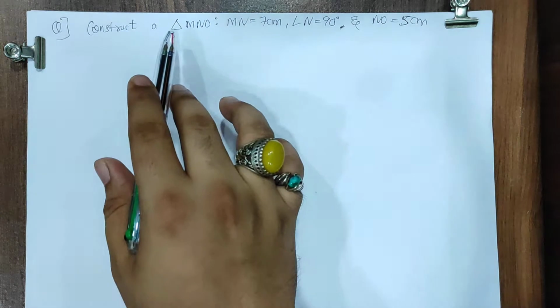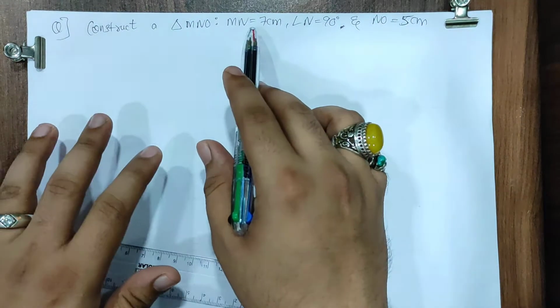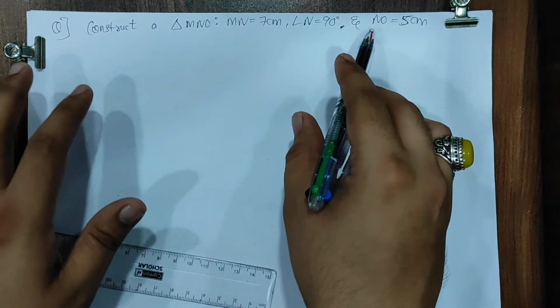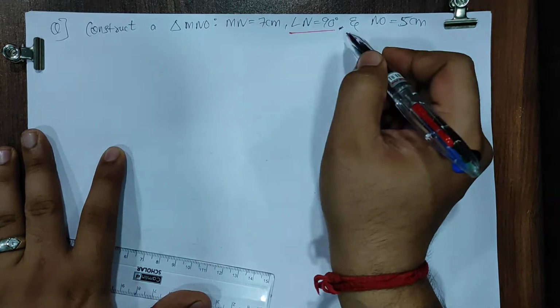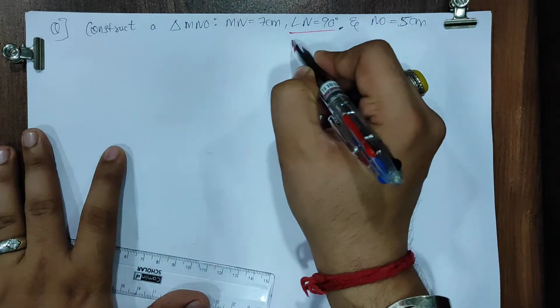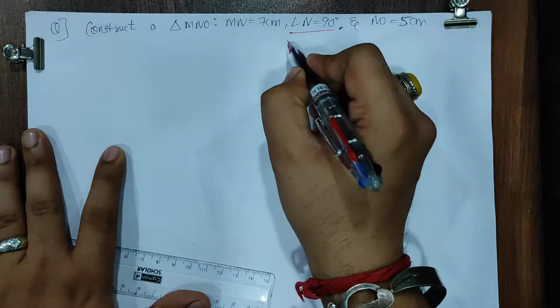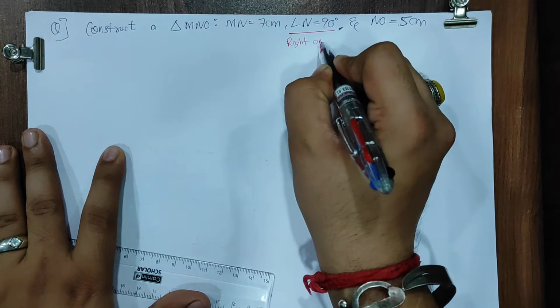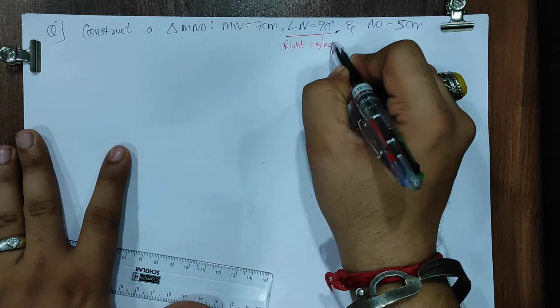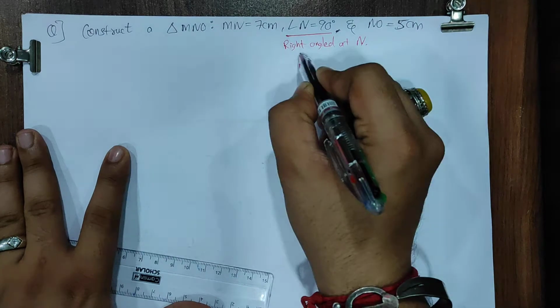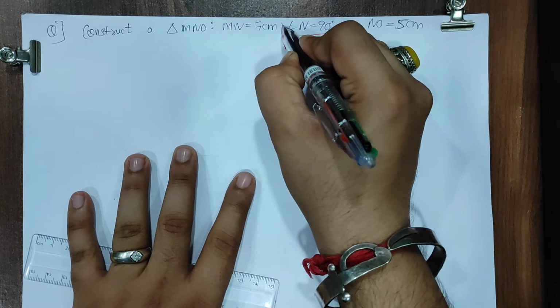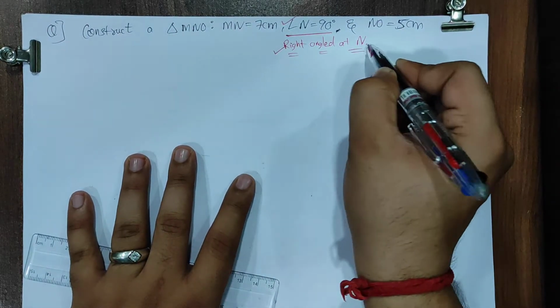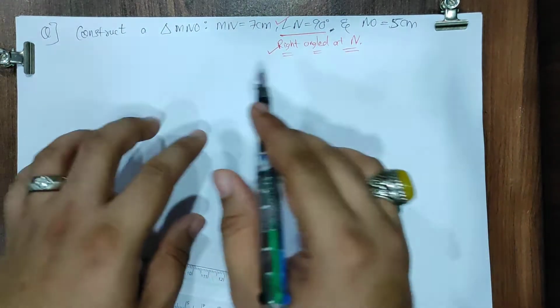Students, now the first question, all of you, all eyes over here please. Construct a triangle MNO, where MN is 7 centimeter, angle N is 90 degree, and NO is 5 centimeter. Now students, pay attention. Here I have written angle N as 90 degree. In the exam, the other way of giving this is they can even say construct a triangle MNO which is right angled at N. Means it is right angled at point N in triangle MNO. So they can give you this format, or they can give you that format. This also means that N is 90 degree.